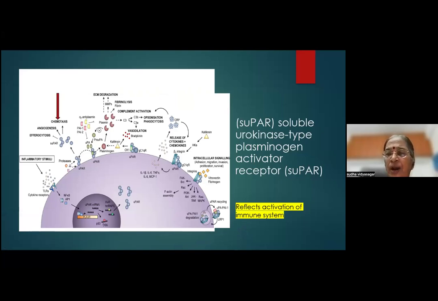The next one is SUPAR, which is soluble urokinase type plasminogen activator receptor, which again comes from the immune system. And you can see the SUPAR which comes here. You're all familiar with the UPAR, the urokinase plasminogen activator receptor, and then that is cleaved and forms the SUPAR. And the SUPAR has many actions, like it causes chemotaxis, angiogenesis, phagocytosis, etc. All these things are part of the inflammatory response to an infection. And so SUPAR has also been tried as a biomarker.